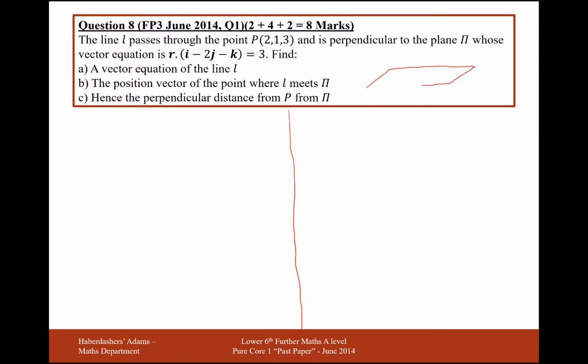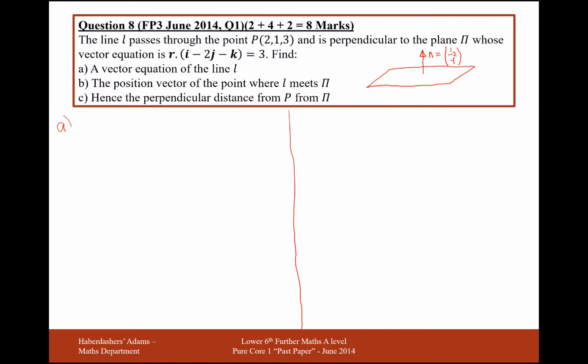So pi is a plane, and we have it in this form here: r dot (1, -2, -1) equals 3. What that (1, -2, -1) refers to is this vector here, the n vector. All planes can be defined by that perpendicular vector. And 3 here refers to some proportion of its distance to the origin.